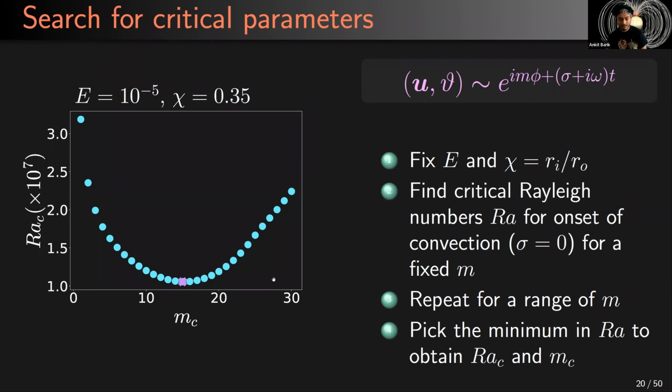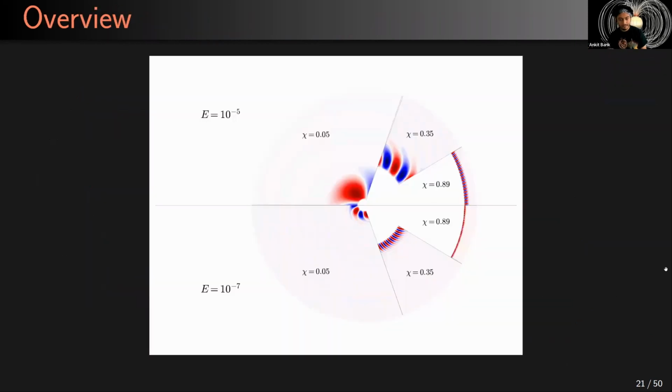And then, of course, for each wave number that you fix, you get different Rayleigh numbers, and then you choose the minimum and get the absolute critical. Now, an overview of the solutions.